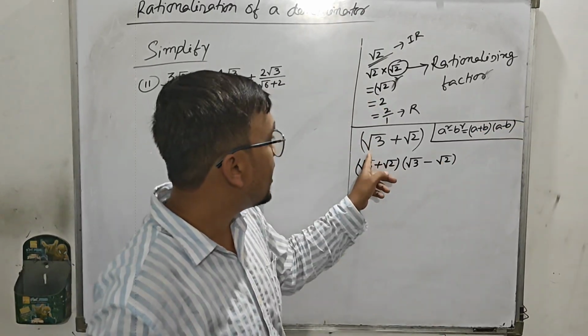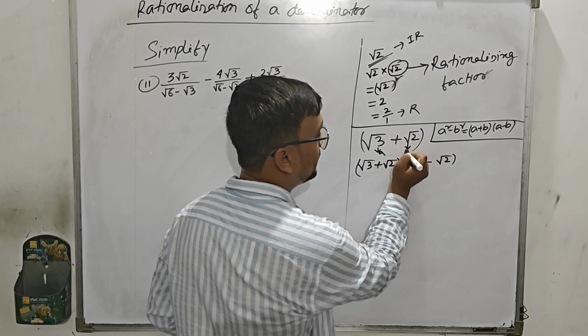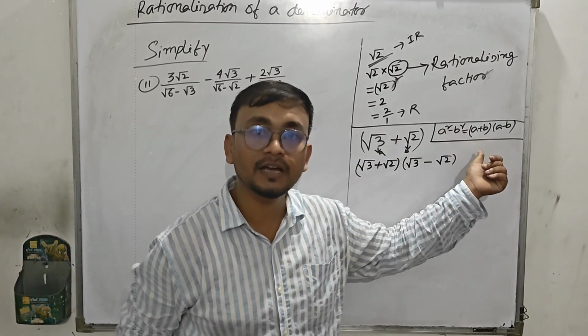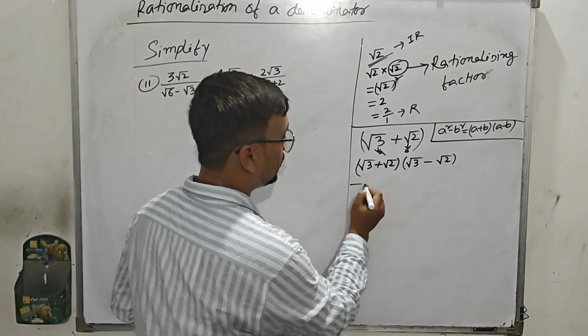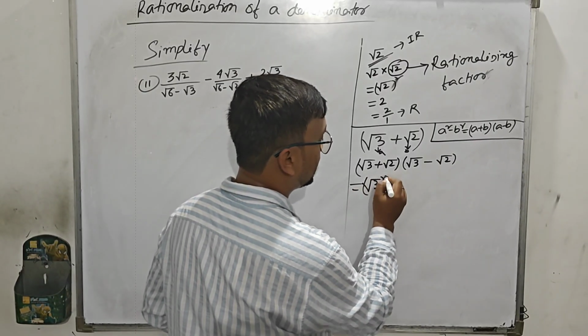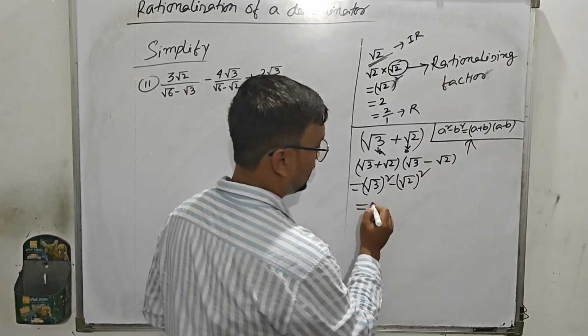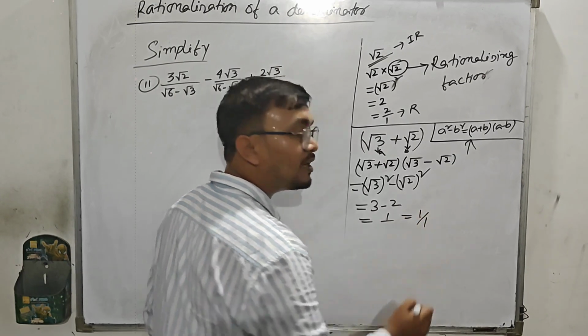Suppose this one is our a, this one is our b. I have a plus b. To get this square term, multiply this a minus b with it. So it will become root 3 square minus root 2 square. If you follow this formula, 3 minus 2, the final answer is a rational number.